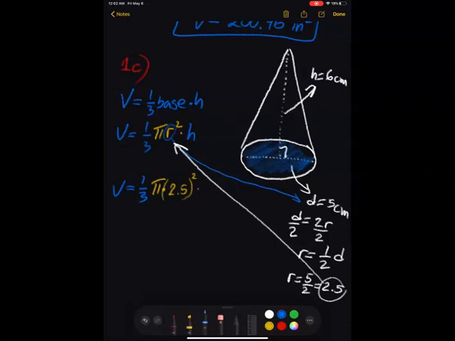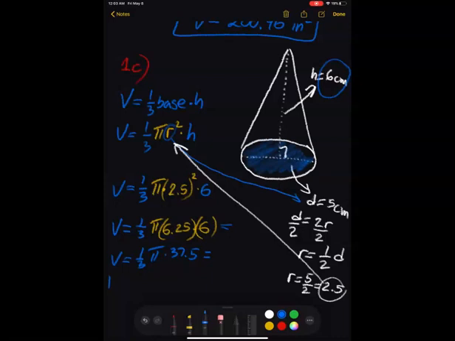times our height. What is our height? Height is 6, times 6. Volume is equal to 1/3 times pi. What is 2.5 squared? 2.5 times 2.5 is 6.25 times 6. I'm going to put parentheses around it just so it's a little bit more neat. Finally, volume is equal to 6.25 times 6, which is 37.5. So 1/3 pi times 37.5.